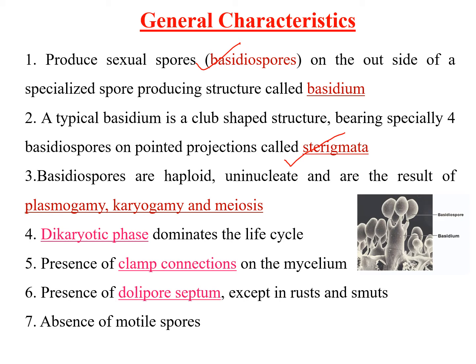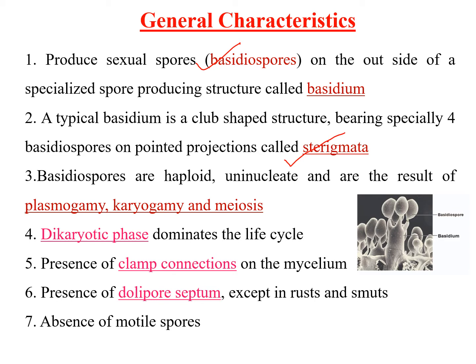And how are these sexual spores produced? Just remember in Ascomycota, how the ascospores are produced: because of plasmogamy, karyogamy and meiosis. In a similar way, these basidiospores are also produced through three processes: plasmogamy followed by karyogamy and meiosis. And the dikaryotic phase dominates the life cycle in the Basidiomycota. Dikaryotic phase means in the mycelium, each cell has two nuclei. The name itself indicates it: karyon means nucleus, di means two. So the two-nucleate mycelium dominates the life cycle in the Basidiomycota.